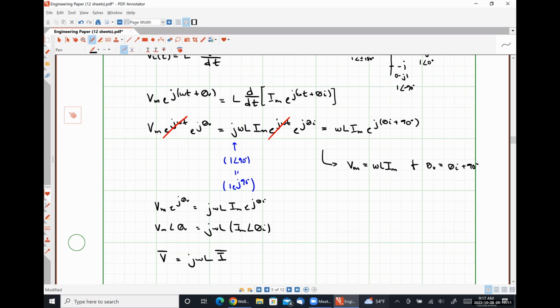We no longer have to do a derivative. That j represents the 90-degree phase shift.